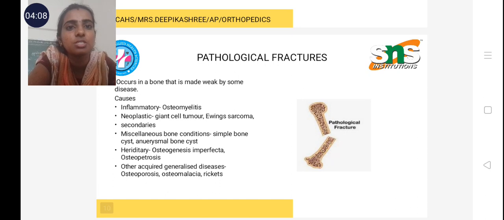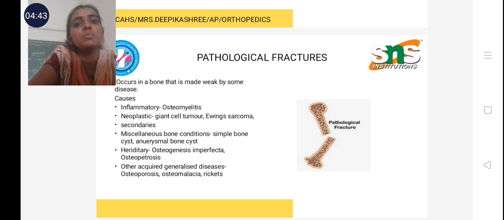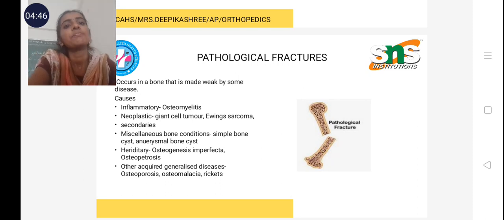Another one is pathological fractures. In that, inflammatory means because of osteomyelitis, that is because of disease conditions. Neoplastic means giant cell tumor, Ewing sarcoma. Secondary is miscellaneous bone conditions, that means simple bone cyst and aneurysmal bone cysts. Hereditary: osteogenesis imperfecta. Other acquired generalized diseases like osteoporosis, osteomalacia and rickets. These are the pathological fractures. That means in a pathological fracture, because of some medical condition the bone gets affected.